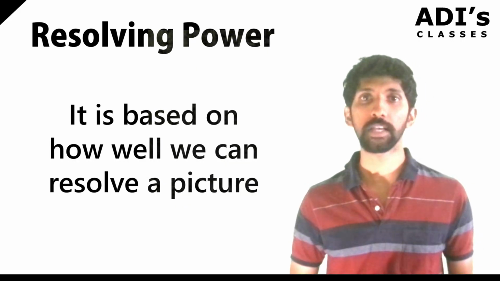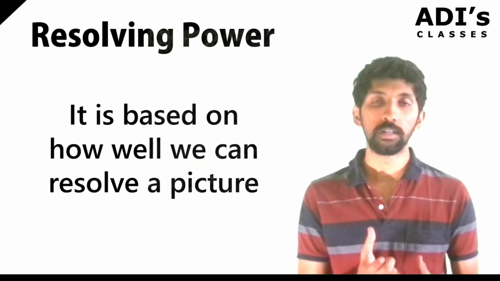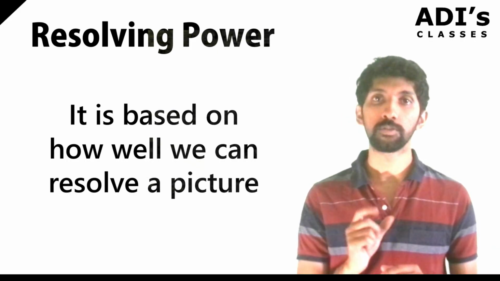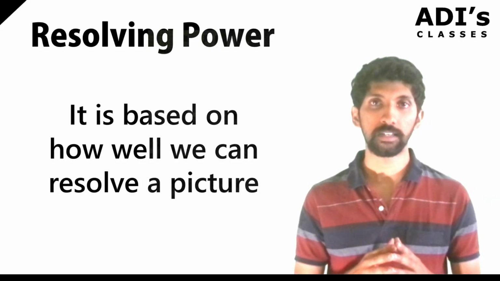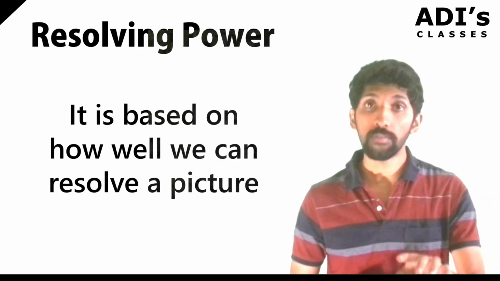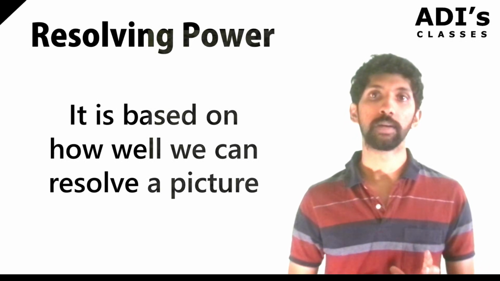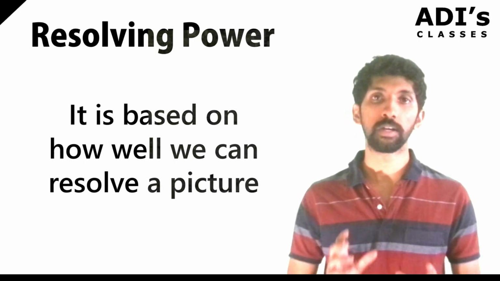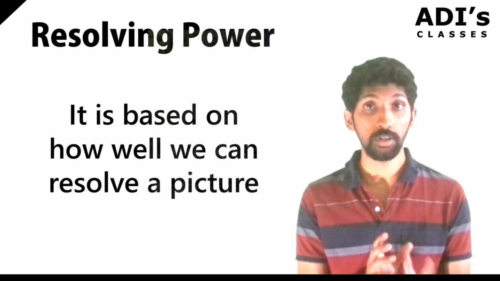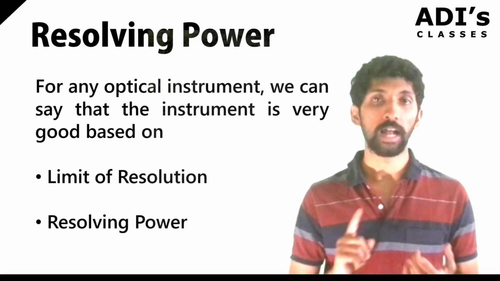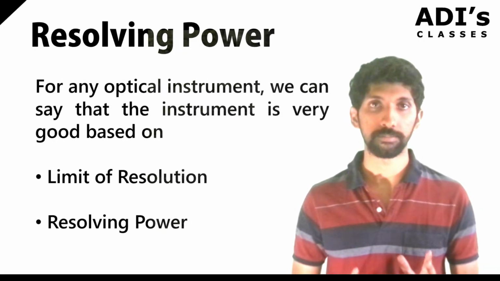For a 20 MP camera, obviously if you zoom in, the clarity will still be the same. Whereas for a 2 MP camera, if you zoom in, it will be pixelated, correct? So here the resolving power comes. Now for any optical instrument, we say that the instrument is very good based on two things. One is limit of resolution and another is resolving power.